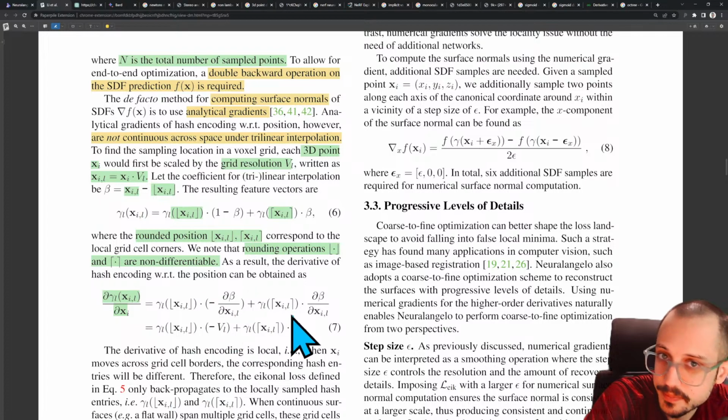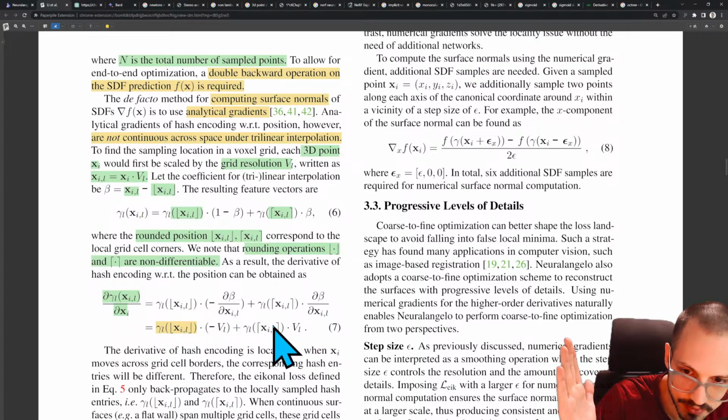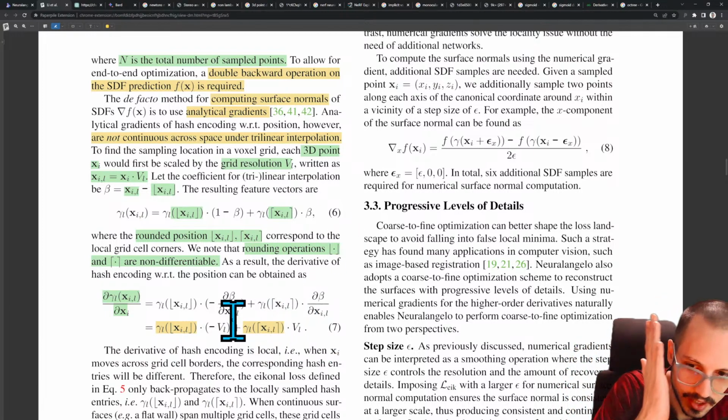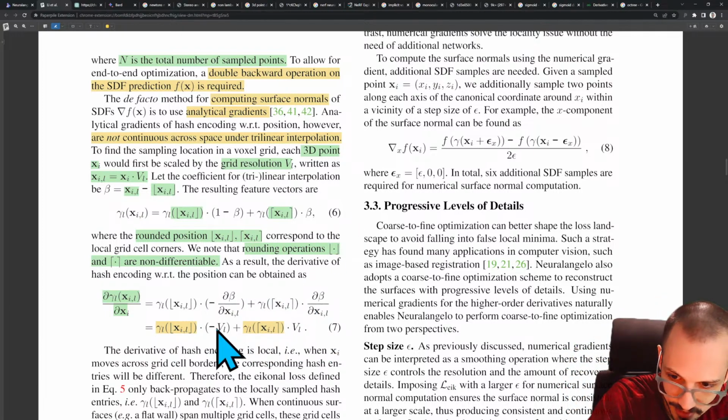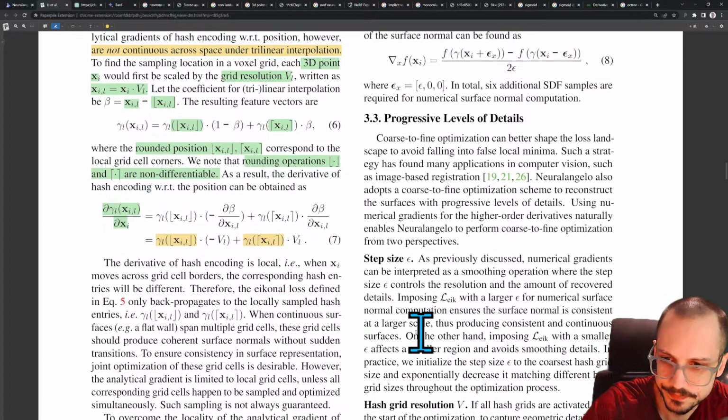Where's this V coming from? V_L. Grid resolution. Okay, so basically you end up with the feature vector at the part of the grid leftmost of your point and the feature vector at the part of the grid rightmost of your point, each multiplied by the resolution of the grid. All right, there we go.